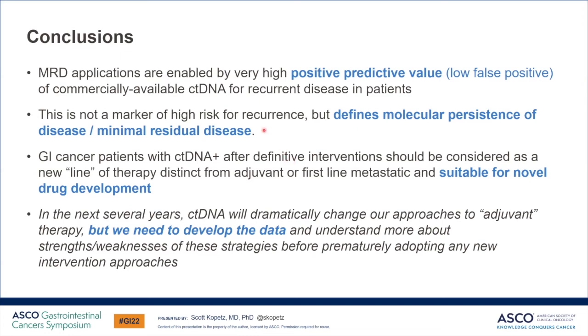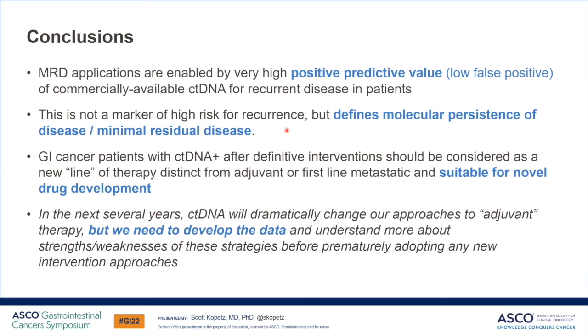Just a bit of terminology. This is not a high risk marker. Sometimes we will talk about, oh, well, this says that patients are at high risk. Well, it's really that we are detecting disease, right? Even though it's not with a CT scan, it's with a blood test, we are detecting molecular persistence of disease. And so it's just a little bit different about how we think about it and discuss this.